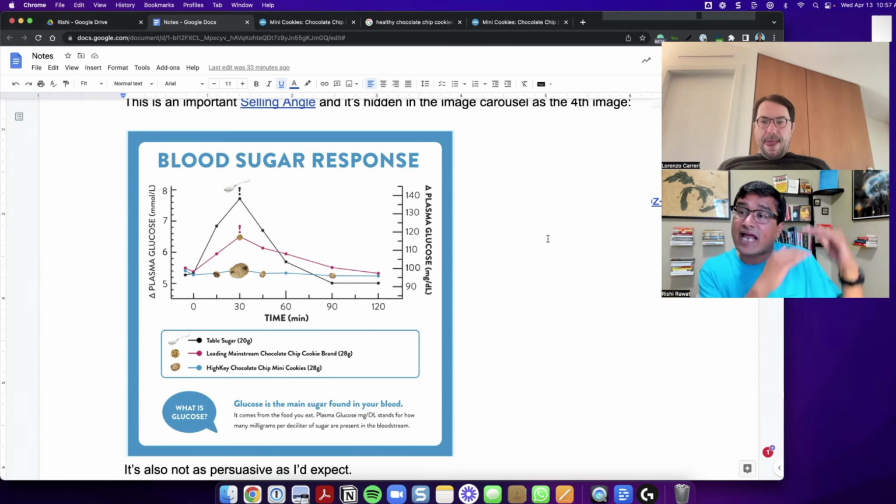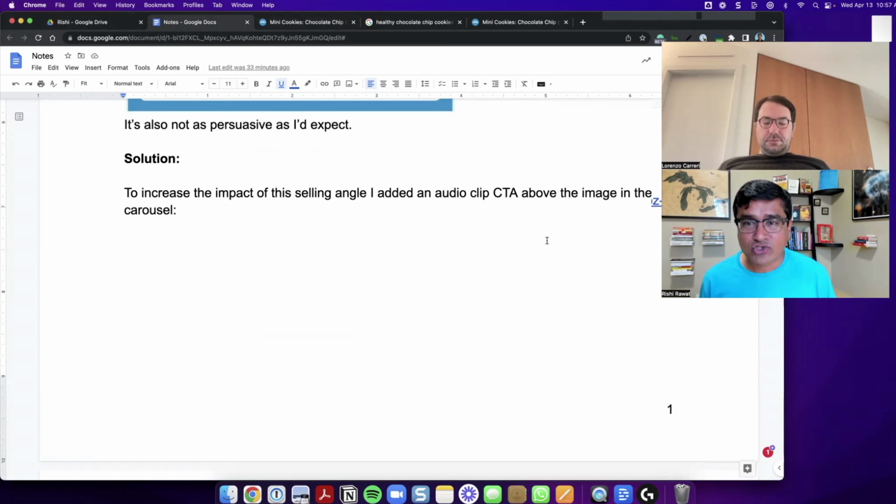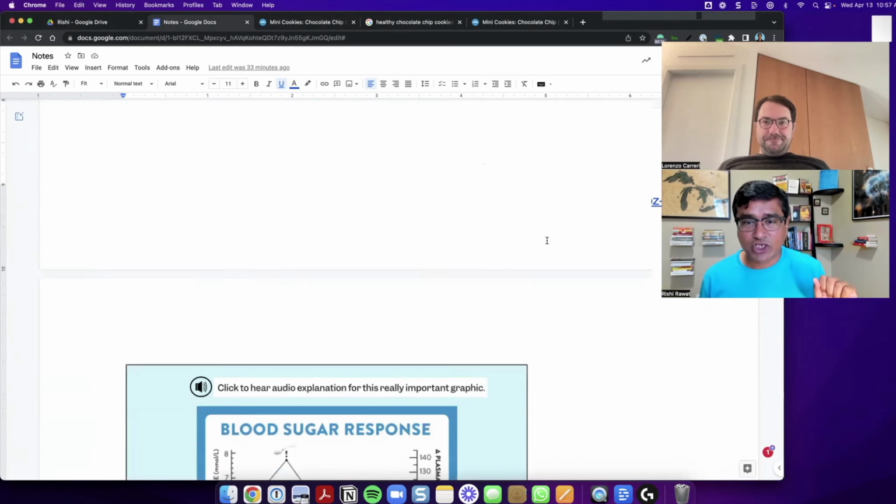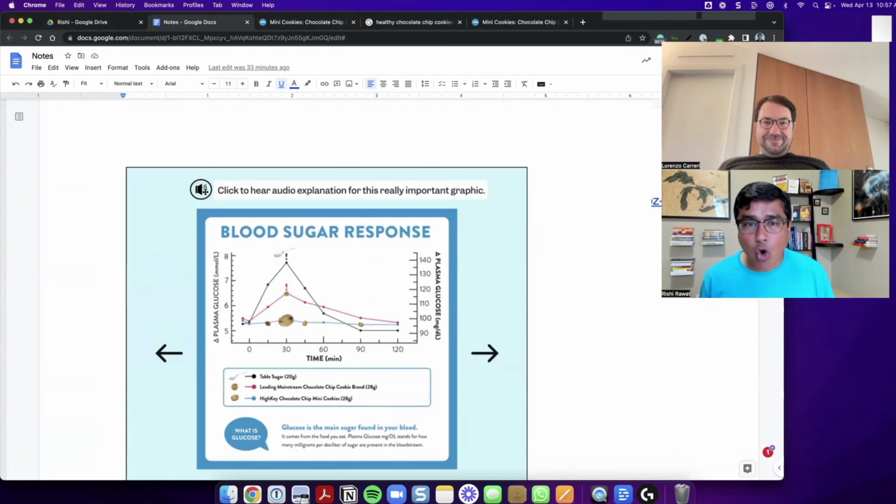I think we can further amplify this selling angle, and I'll show you what my idea is. My idea is to create an audio clip and place it above this. When you click on this icon, and there's copy over here to explain what this is, it plays an audio file that describes, like in a podcast, in 2 minutes, what this graph is about, what they were looking for, what the revelation was.